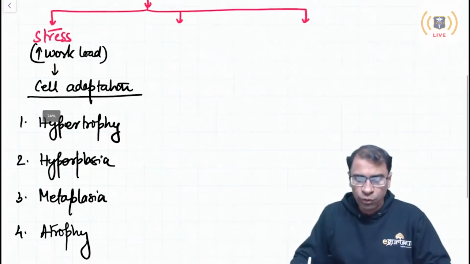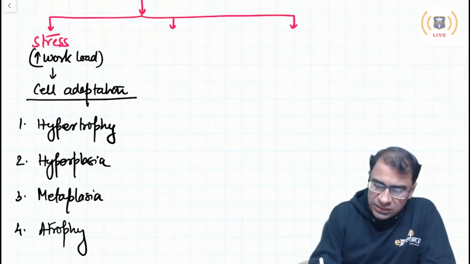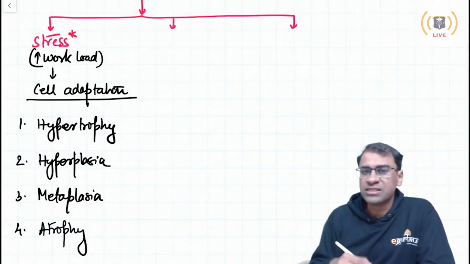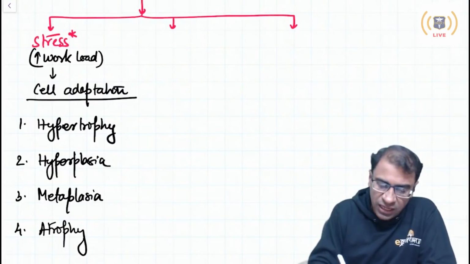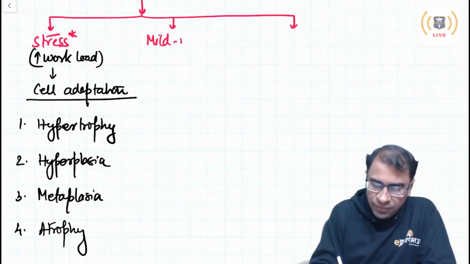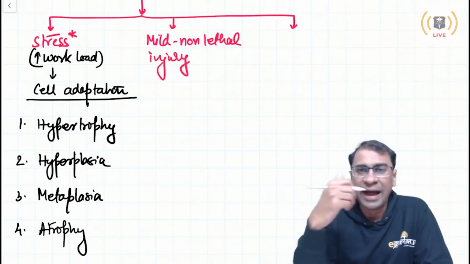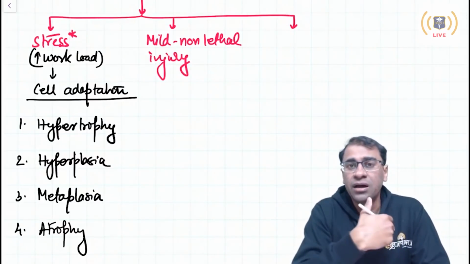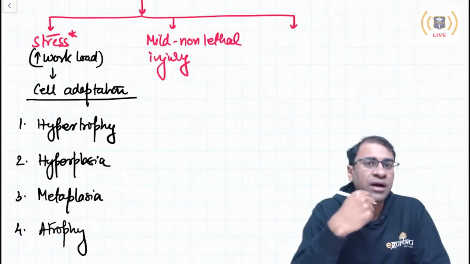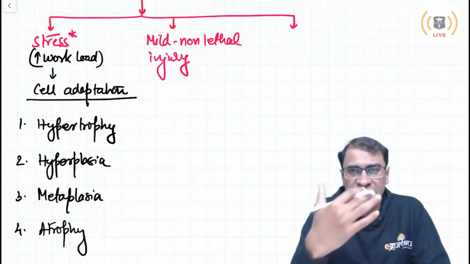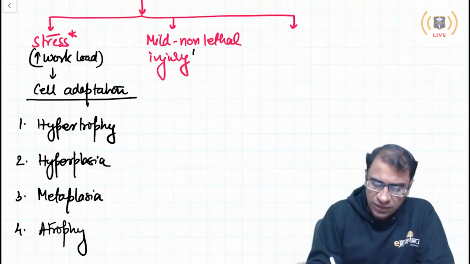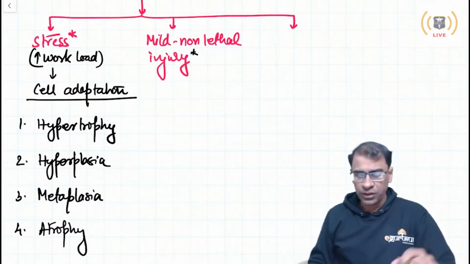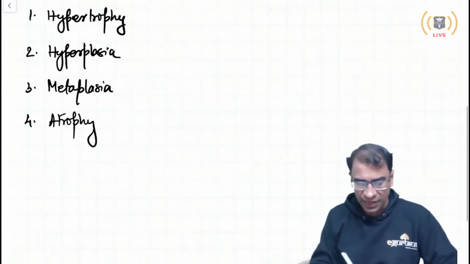Similarly, if you look at the next form, suppose this was the stress. The second form of injury that can occur to a cell is a mild form of non-lethal injury. When I say mild form of non-lethal injury, I mean it can be mechanical injury, physical injury, chemical injury, ischemic injury, free radical injury, it can be any sort of injury. I will mention these separately below. So let's write it here.